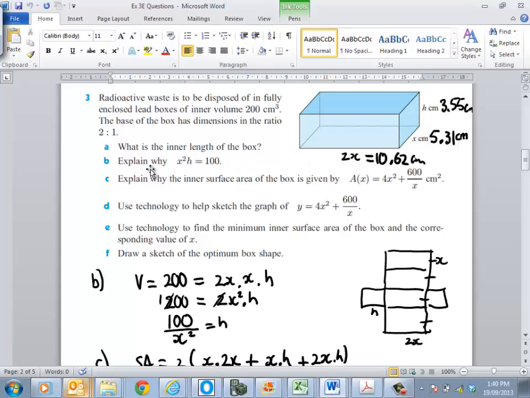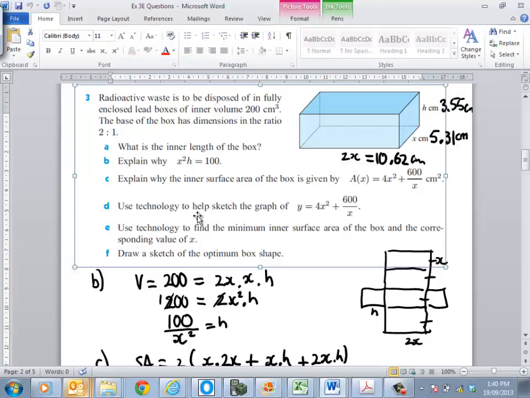The next bit says, explain why x squared h equals 100. Now, the way these questions are set up, they give you some information, and then they expect you to use that information to find one variable in terms of another. In this case, they give you the volume. So the big hint, flashing neon lights, is that that must be the thing I have to equate to find h in terms of x.